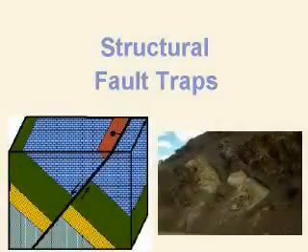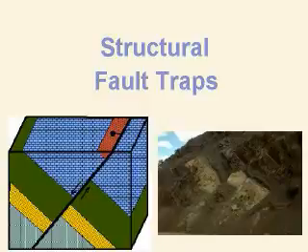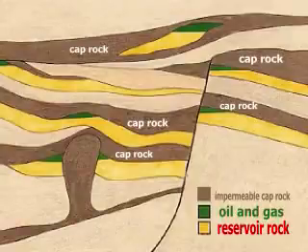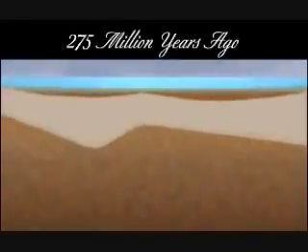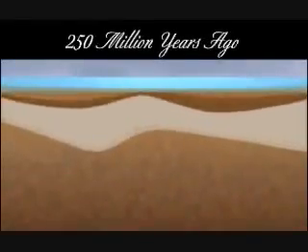In structural fault traps, the formation of the rock has changed. You can see where the original reservoir rock was, but the earthquake tilted the formation, creating a trap. Later, oil and gas migrated into this space and was trapped there. Here is another type. Let me tell you how it was formed first.